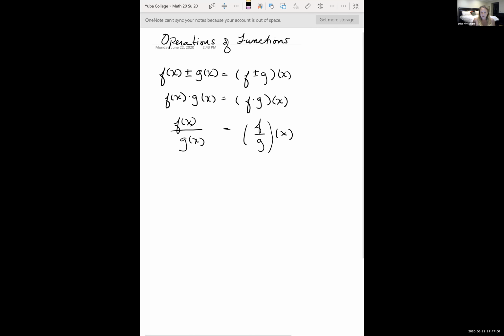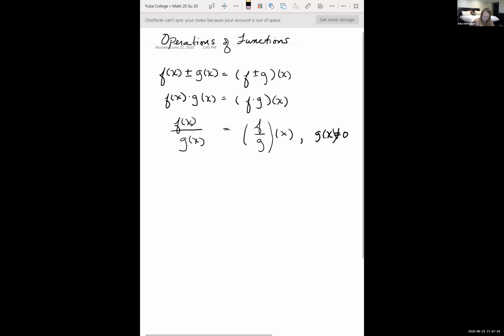If we were looking at the domain of these two functions, then we want to look at the domain of f of x and the domain of g of x, and we want to take what they share in common. One stipulation I have to put on the division, though, is that g of x cannot equal 0, which makes sense. We can't have any value which gives us 0 in the domain.